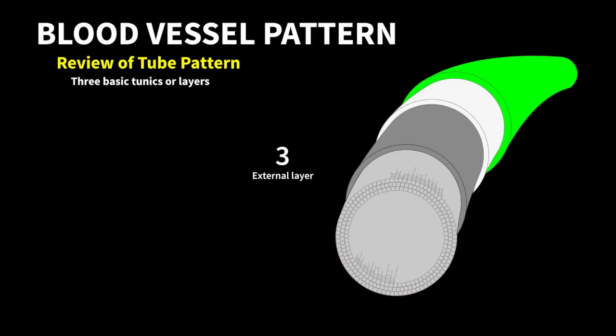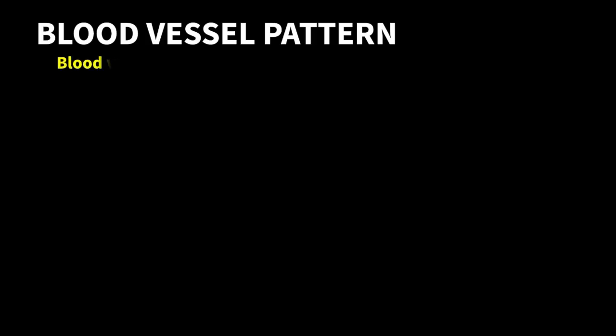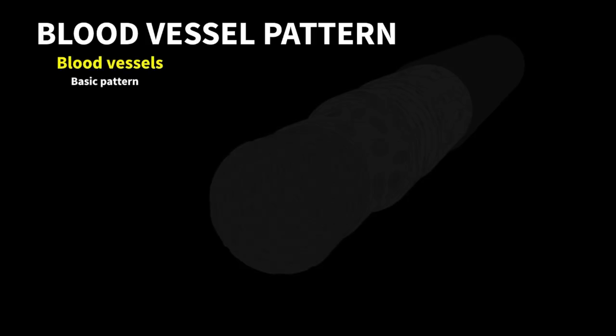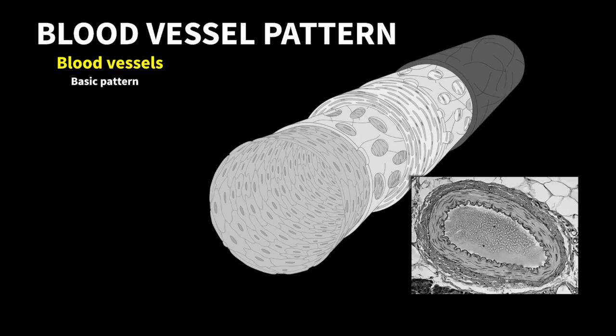All tubes in the body follow this basic pattern, which we will now apply to the anatomy of blood vessels. Let's begin by examining the basic structure of a blood vessel, both with an illustration and with an actual photomicrograph, and demonstrate the basic three-layered pattern observed in tubular anatomy.